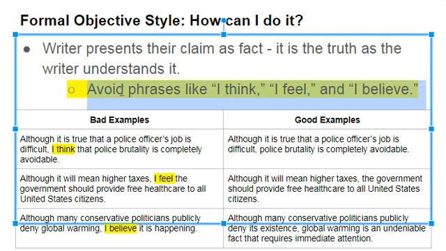So in order to sound credible and to get your reader to believe you and do this appropriately, you need to avoid phrases such as I think, I feel, and I believe, and any other way that you can phrase that.